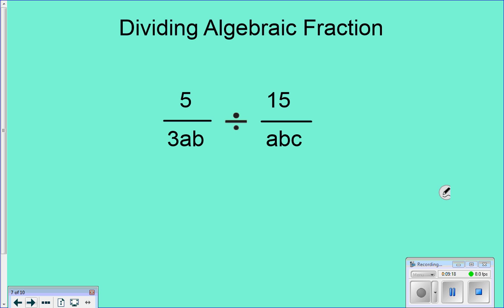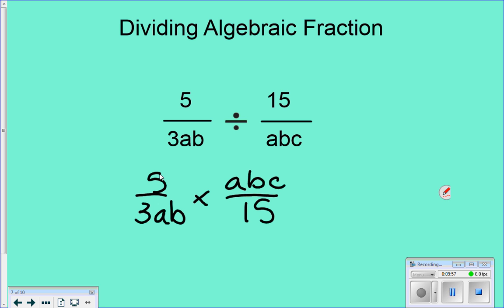So it's going to look something like this. If you need an example, make sure you get it written down. It's 5 divided by 3ab divided by 15 over abc. Sounds kind of weird. Feels like I'm in Sesame Street. ABC. 3ab. So what I'm going to do is it's the same thing with an algebraic fraction. I'm going to change that sign and I'm going to flip that second one. So it's going to look like this. 3ab times abc over 15.